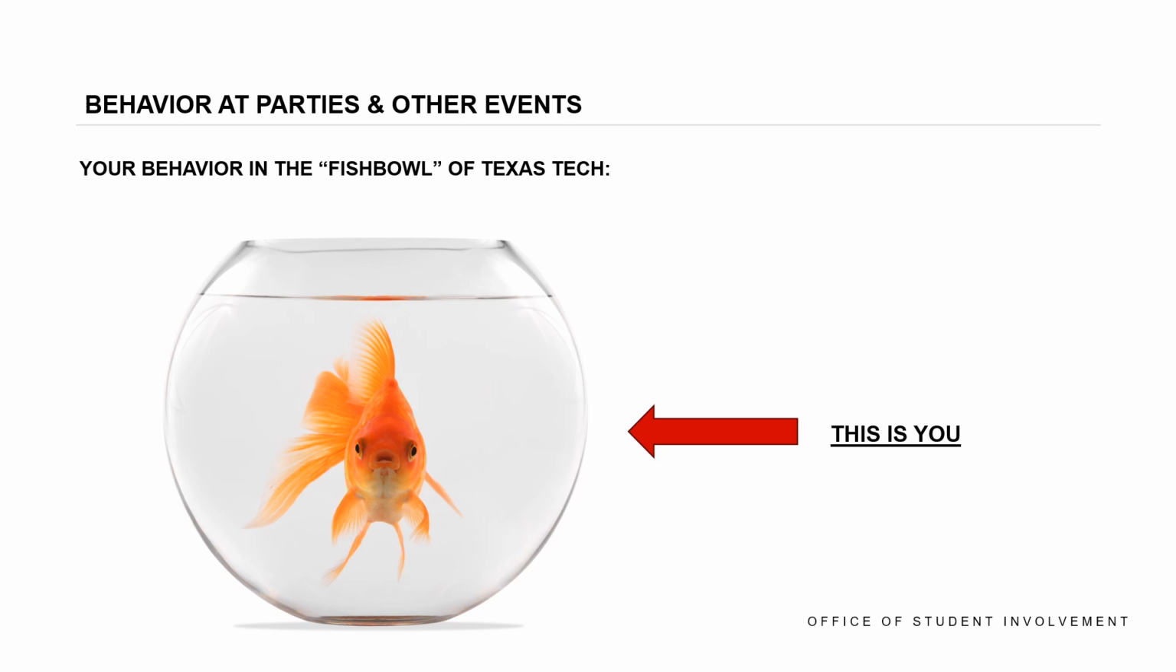Every choice you make matters, because as a student organization leader, everyone can see into your fishbowl. So it's crucial that as Red Raiders, we strive for integrity. We strive to portray our best character as if nobody is watching. And we strive to be the person our dogs and cats believe us to be.